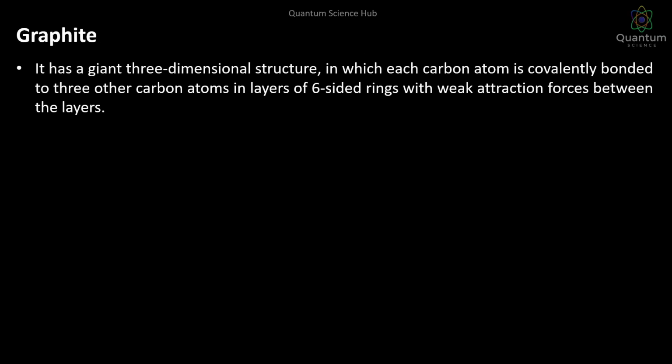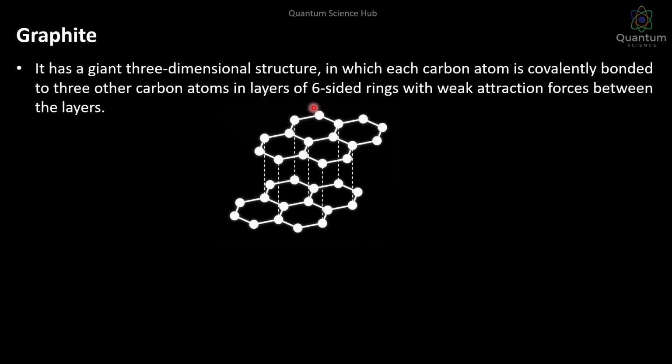It has a giant three-dimensional structure in which each carbon atom is covalently bonded to 3 other carbon atoms in a layer of 6-sided rings with weak attraction forces between the layers. And here is the structure of graphite. So there are 1, 2, 3, 4, 5, 6-sided rings with weak attraction forces between the layers.